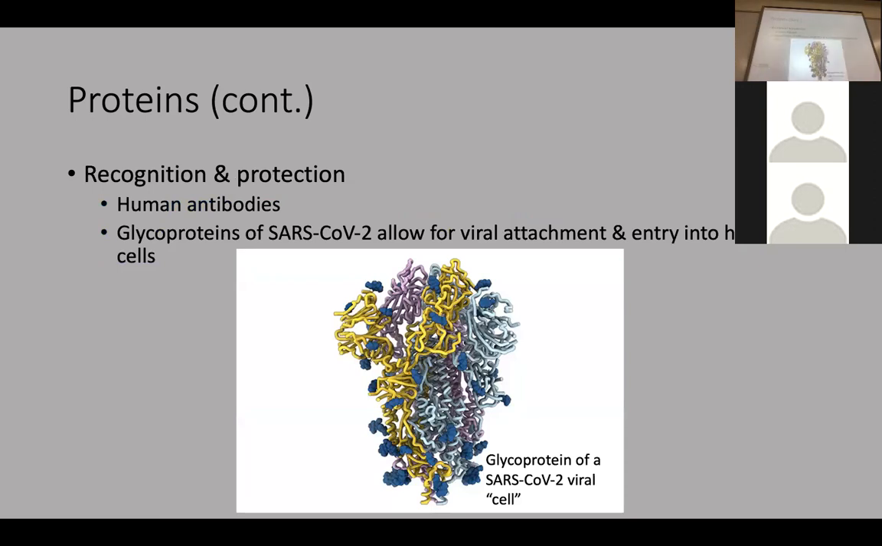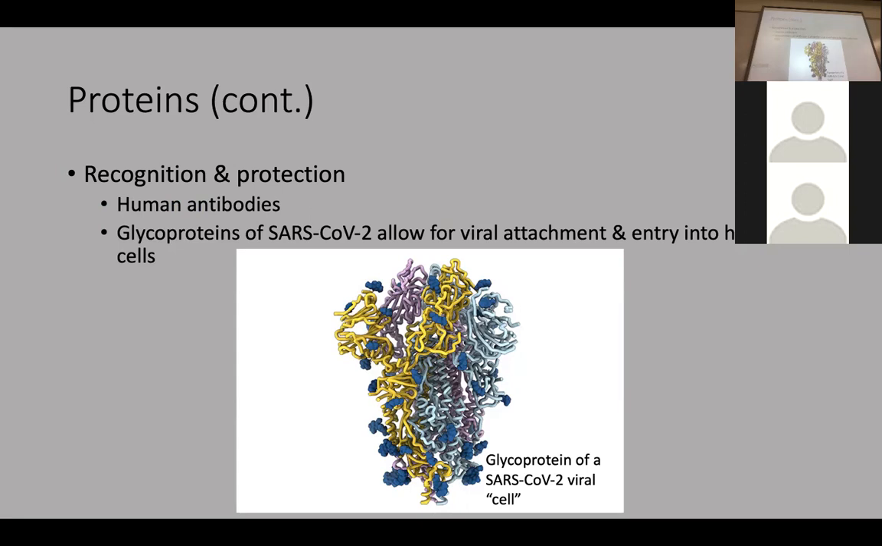And they're important in recognition and protection. So there's proteins on the outsides of cells that will recognize invading viruses or bacteria and elicit an immune response. So they're really important in our immune system. Antibodies are proteins. Antibodies are flowing through our blood, trying to find any invading organism or virus that might be invading.